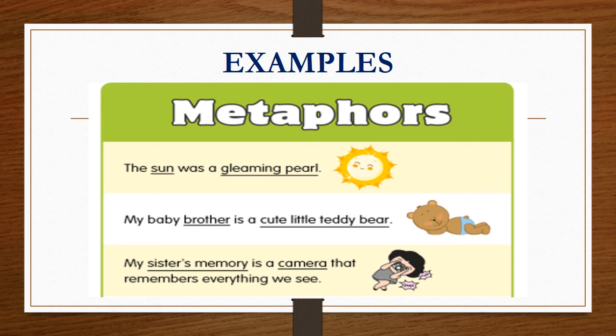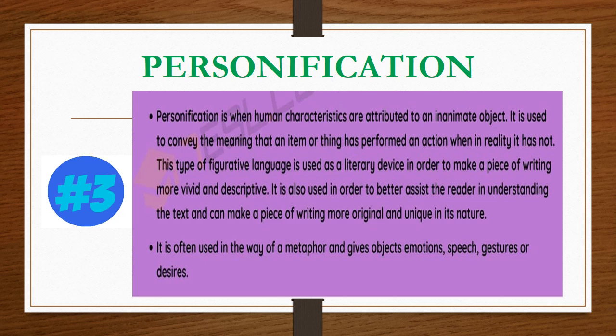Now, let's move on to personification. When we say personification, it is when human characteristics are attributed to an inanimate object. It is used to convey the meaning that an item or thing has performed an action when in reality it has not. This type of figurative language is used as a literary device in order to make a piece of writing more vivid and descriptive.